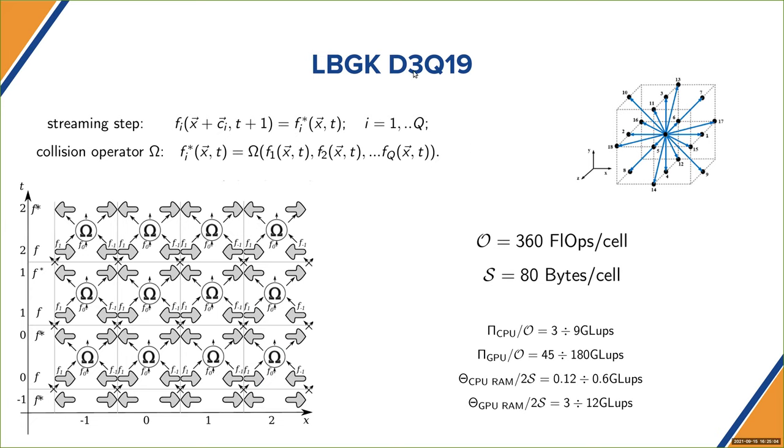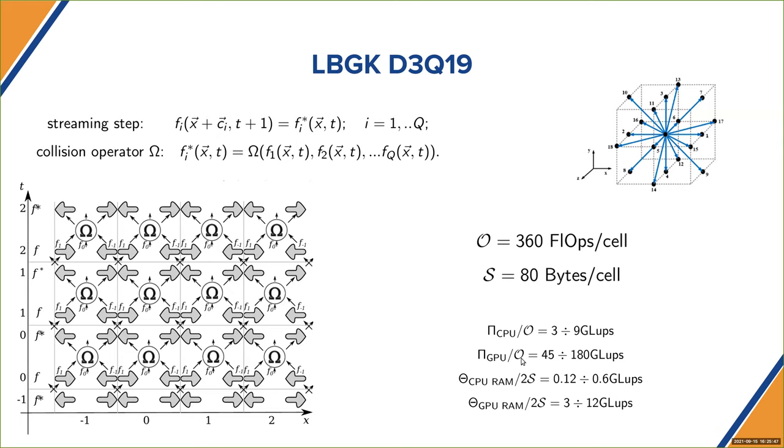In this talk, we are targeting the simple LBGK model. It is a good testbed for algorithm development, and also this specific variation is easy to compare to other high performance codes. So we are referring to this scheme. We estimate the number of operations for BGK collision as 360 floating point operations per cell update. And we estimate the data storage for particle distribution functions as 80 bytes per cell for the D3Q19 model.